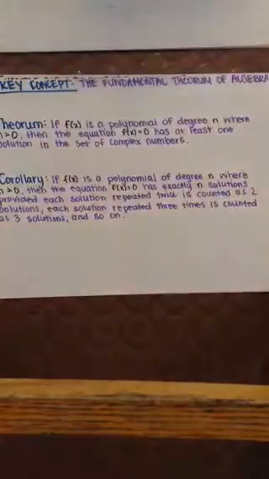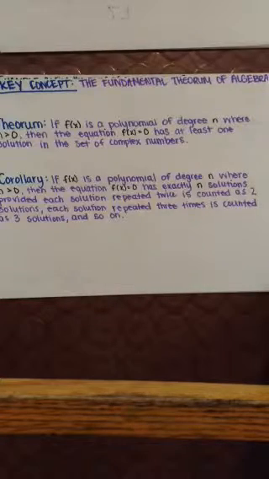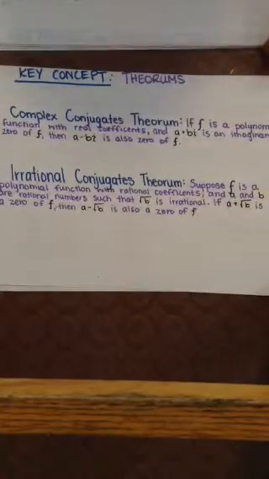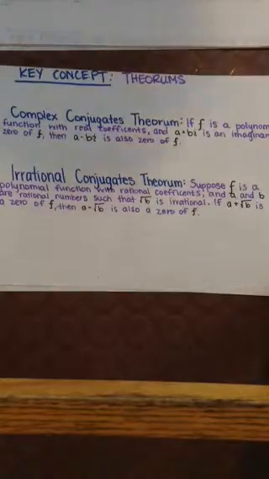2.7. Apply the fundamental theorem of algebra. Vocabulary is listed below. The fundamental theorem of algebra. The theorem is listed as a corollary. More theorems. You have the complex conjugate theorem and the irrational conjugate theorem.